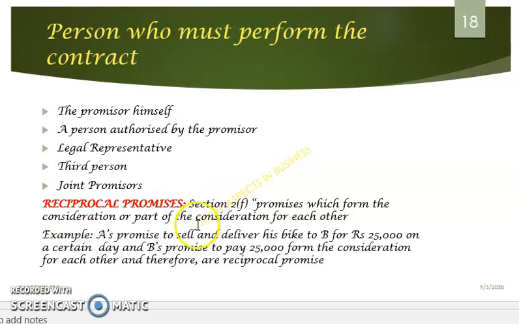Next one, reciprocal promises. Section 2(f): promises which form the consideration or part of the consideration for each other. For example, A promises to sell and deliver his bag to B for rupees 25,000 on a certain day, and B promises to pay 25,000 as the consideration. This is known as a reciprocal promise. I deliver my bag to you and you pay me 25,000 for the bag which is going to be delivered. Therefore, these are reciprocal promises.